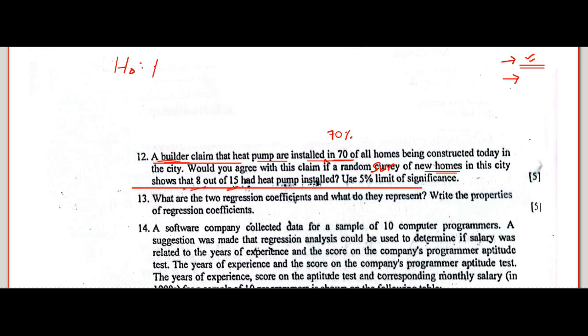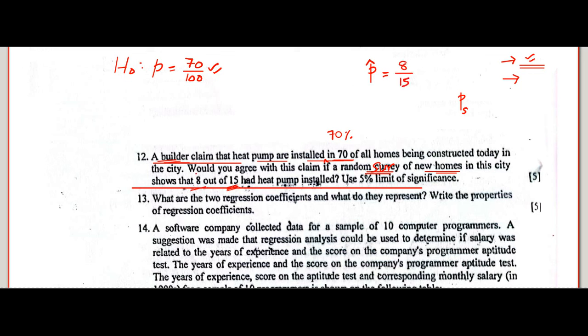Yeah, the proportion is 70, that means 70 out of 100. So this is the population proportion according to the builder. Then someone took a random survey and they surveyed 15 houses. So P hat, the sample proportion, in some books they write PS. The sample proportion is 8 out of 15.